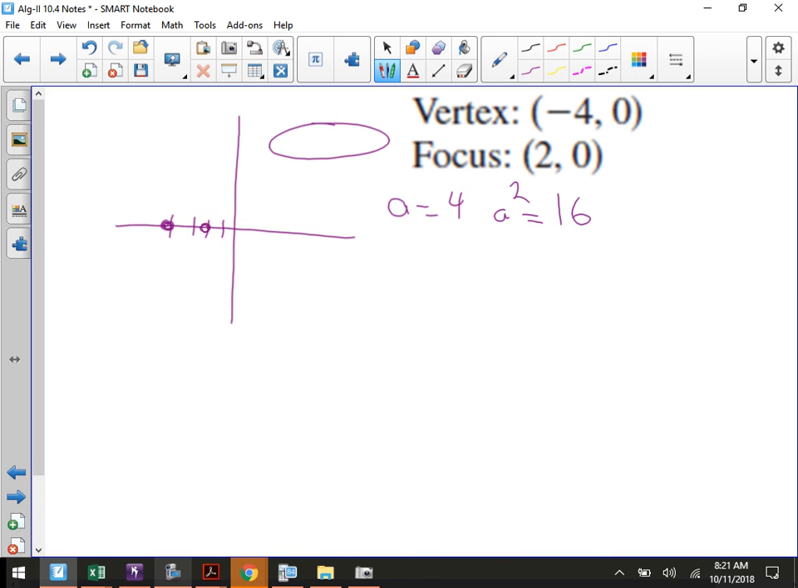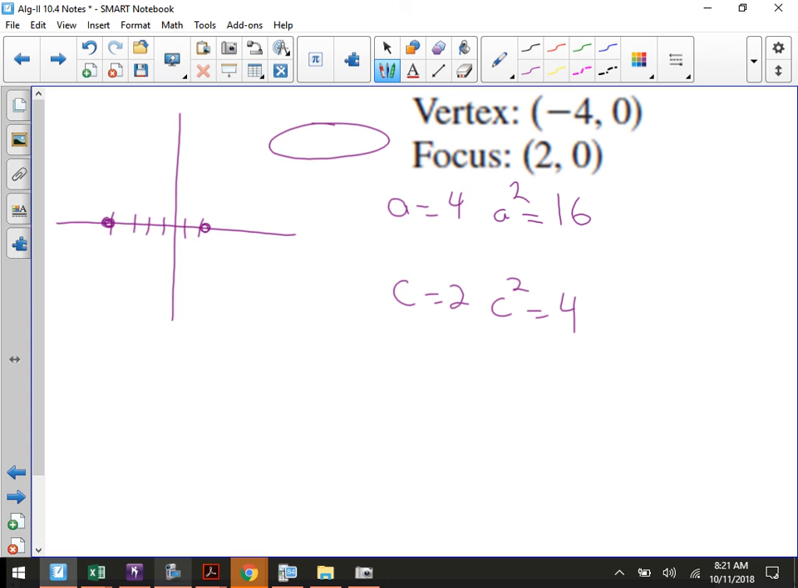The focus is at 2, which means what's your C value? 2. My C value is 2, and C squared is 4. Which means we have to figure out what B squared is. Remember, C squared equals A squared minus B squared. 4 is 16 minus what? So your B squared value is 12. Do I need to worry about writing that as 2√3 anymore?